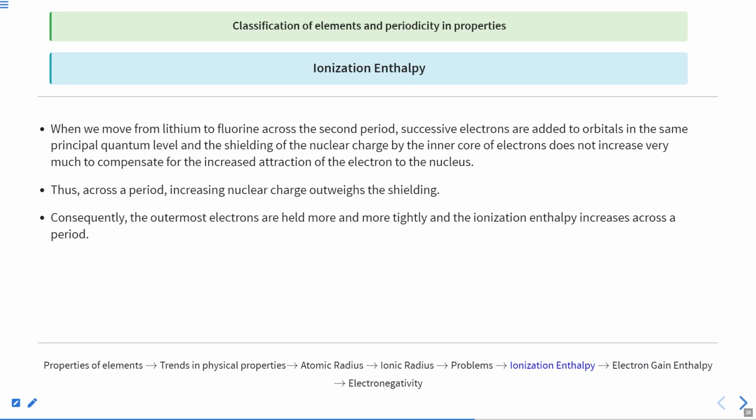So when we move from lithium to fluorine across a period, the successive electrons are added to the orbital in the same principal quantum number, and the shielding by inner core electrons does not decrease very much to compensate for the increased nuclear charge.